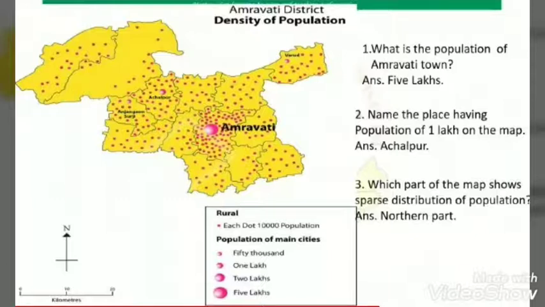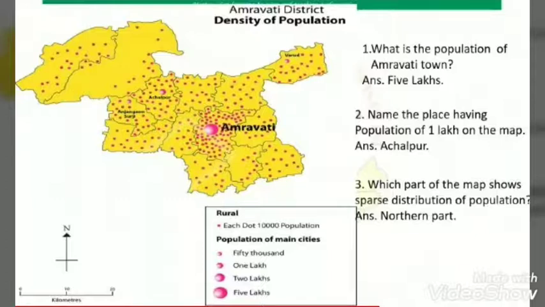Students, let us make friends with the map. In this figure, population distribution of Amravati district is given. So, now answer the questions given while reading the dot map. The method that is utilized in preparing this map is the dot method. Here, the urban population is shown by circles, whereas rural population is shown by dots based on the index. We are going to answer the questions.